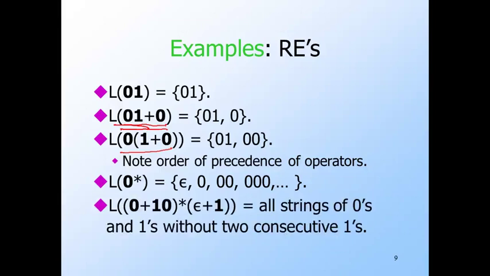Here's a little more complicated example. It denotes the language that we've been playing with when we talked about automata, that is, all strings of zeros and ones without two consecutive ones. To see why this works, in every such string, that is any string in the language, each one is either followed immediately by a 0 or it comes at the end of the string. Now, this part of the expression, (0 plus 10) star, denotes all strings in which every one is followed by a 0.